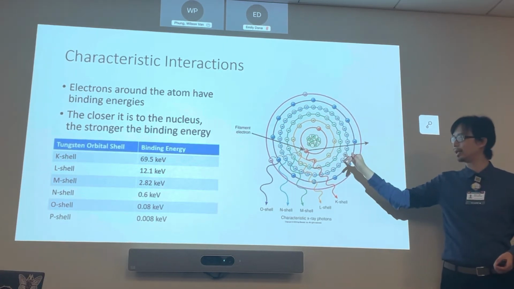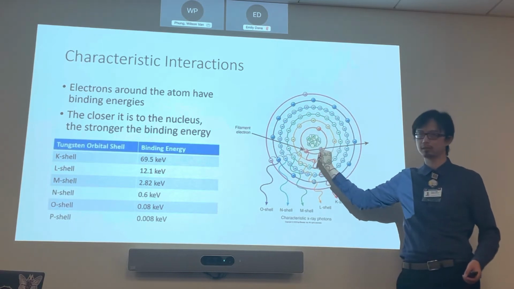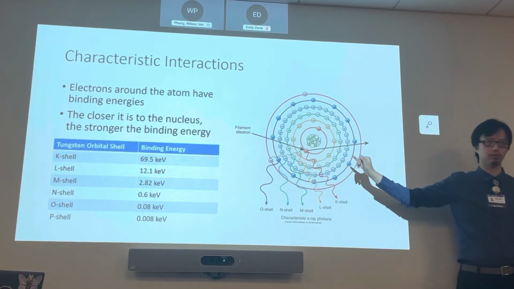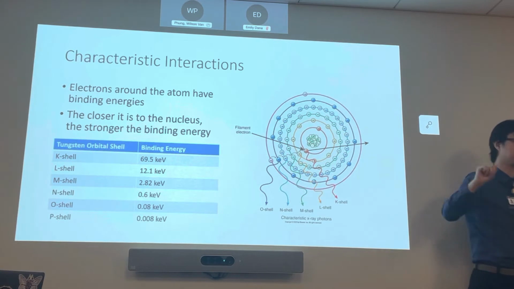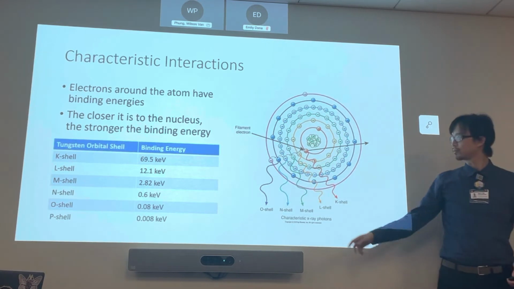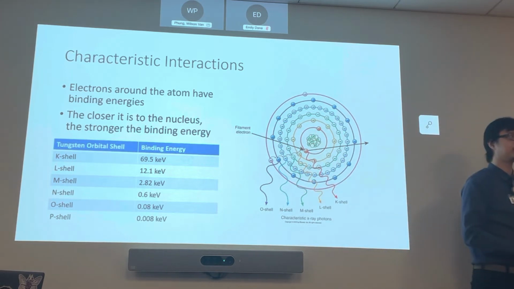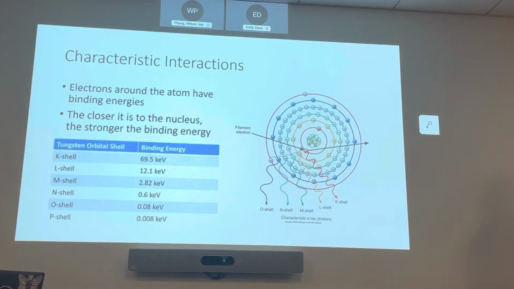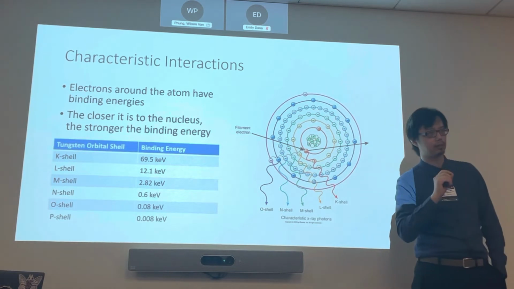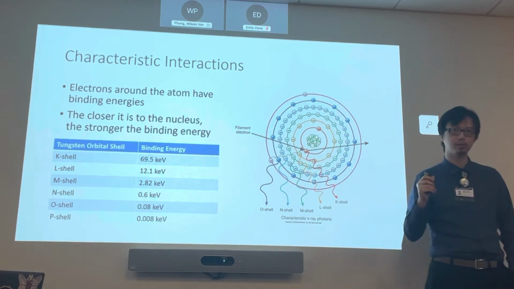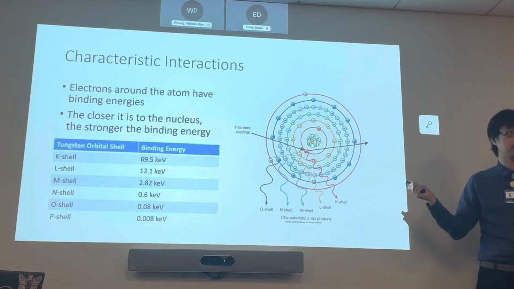Now, as you can see, the electrons are arranged in these rings, right? We call these shells, the electron shells of the atom. So this innermost shell, we call this the K shell. The innermost one, this red ring, that is the K shell. Electrons in the K shell have the highest binding energy because they are the closest to the nucleus.